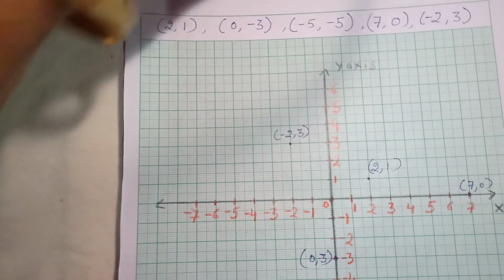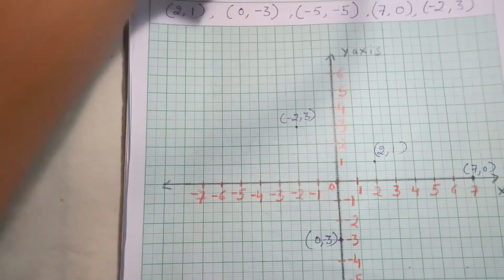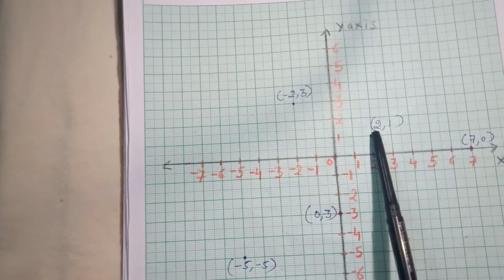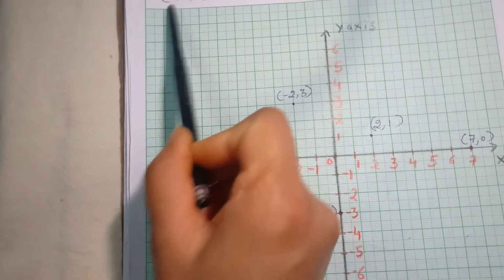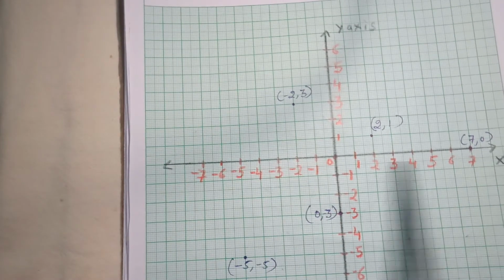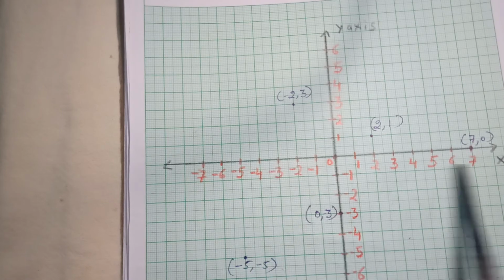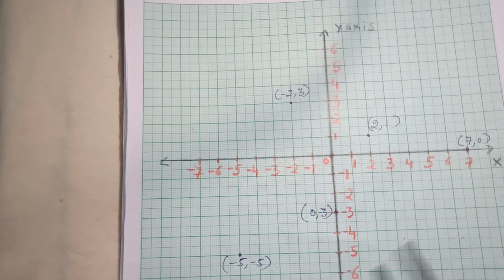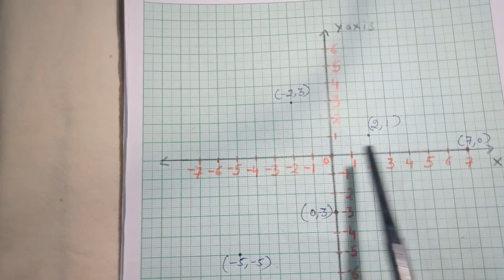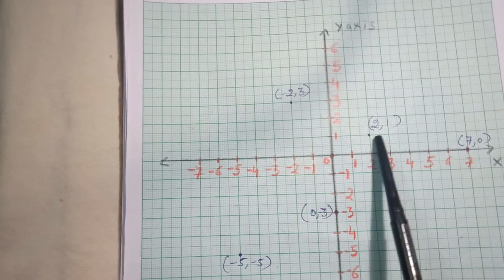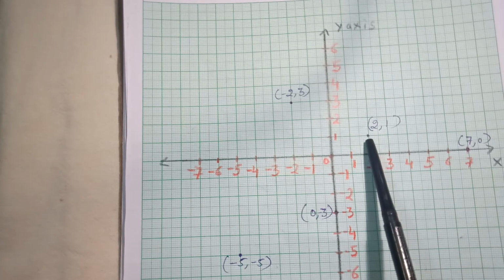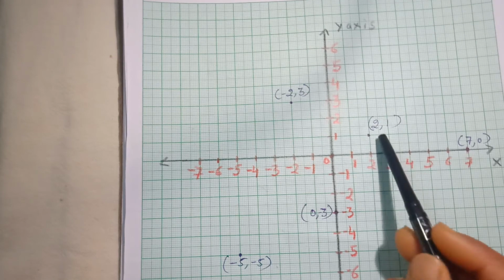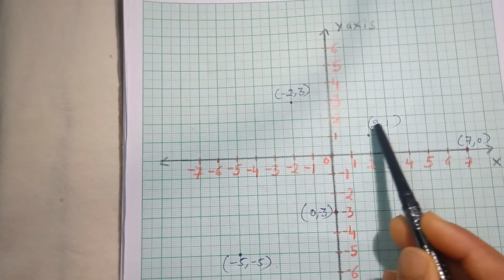So let us plot them on the graph paper. Here we have the graph paper. The first point that we have to plot is (2, 1). This is the horizontal line. We all know that the horizontal line is the x-axis and the vertical line is the y-axis. So we have to plot (2, 1). Where is 2? The first value is for x and the second value is for y. Both the values have a plus sign.